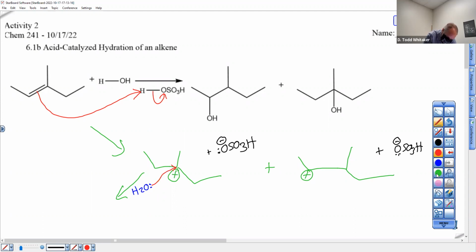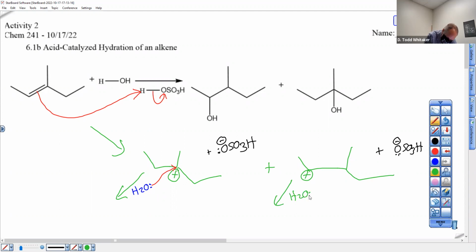Same story down here. Oh, a red arrow, a blue arrow. There we go. And they generate an oxonium ion. In this one, the oxonium is down here. And this one, it's to the left.